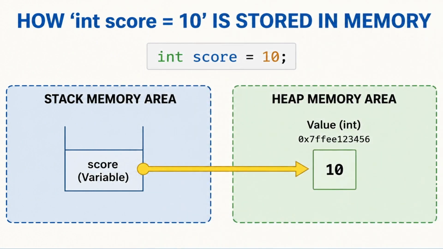As we have seen, the format or syntax for declaring and assigning a variable, that is initialization, is data type, variable name, equals, value. In this case, the data type is int, the variable name is score, and the value is 10.